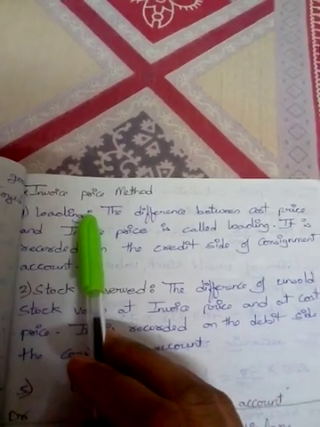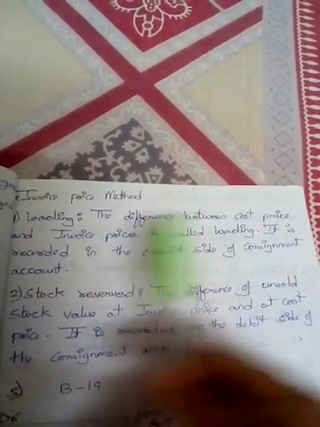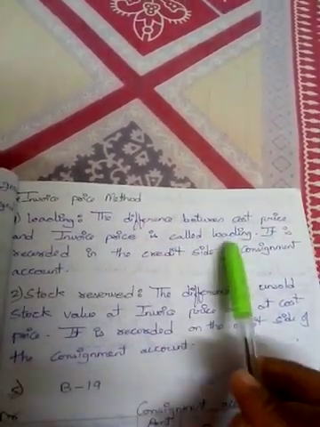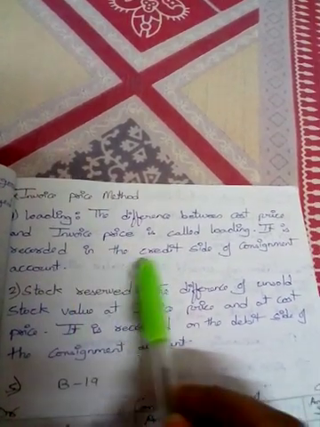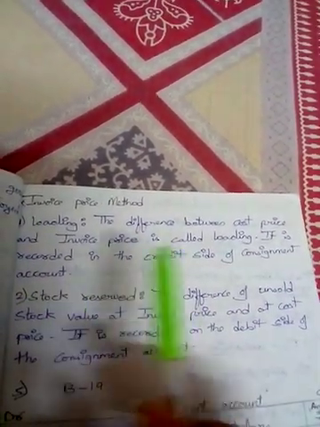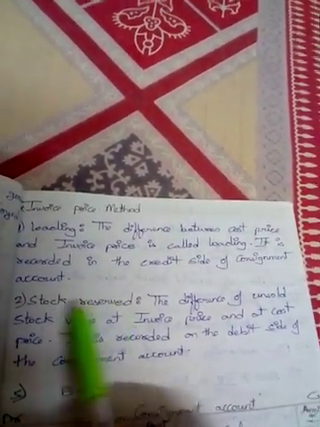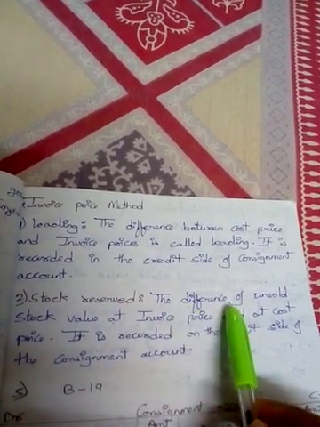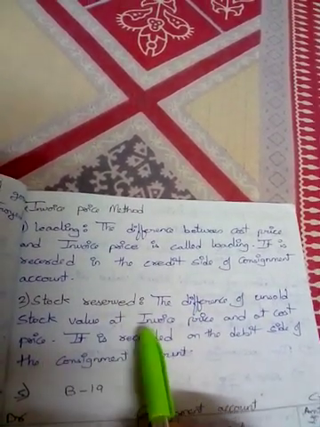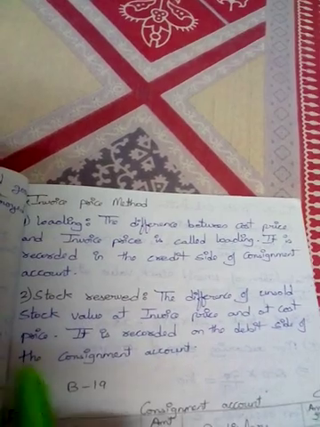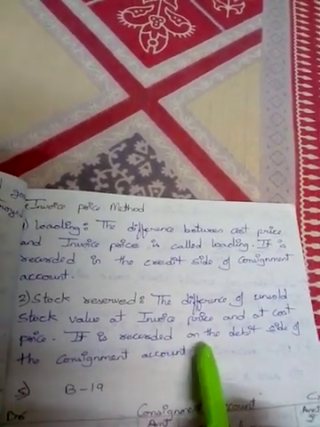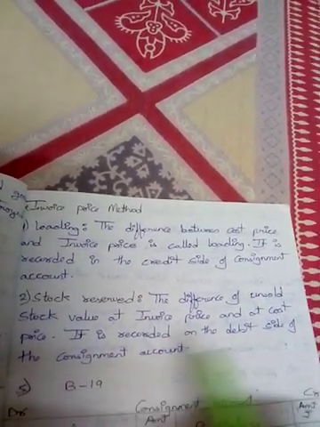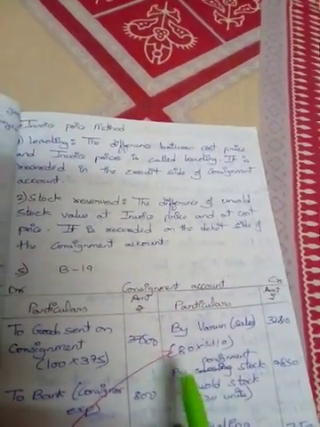One is loading and the second one is stock reserve. So what is loading? The difference between cost price and the invoice price is called loading. It is recorded on the credit side of your consignment account. And consignment stock reserve is the difference between unsold stock value at invoice price and at cost price. It is recorded on the debit side of your consignment account. So we'll start your consignment account.